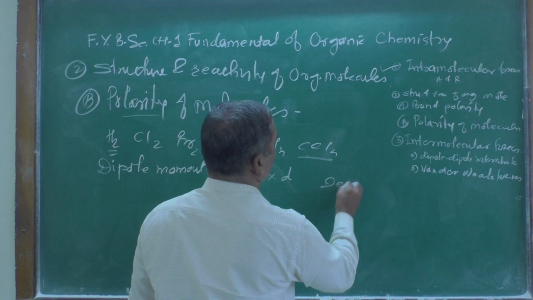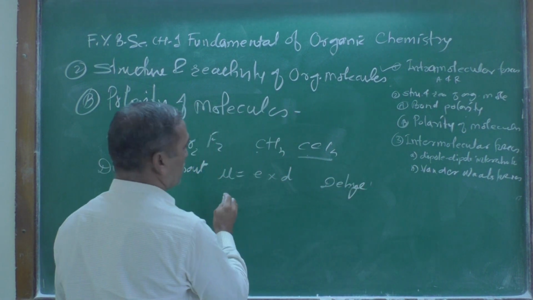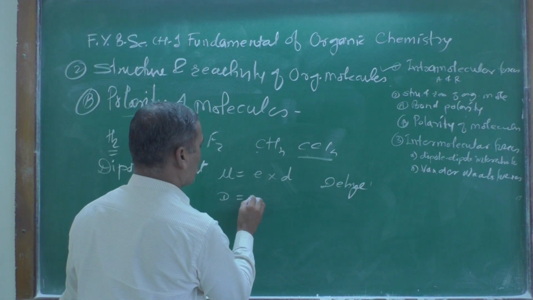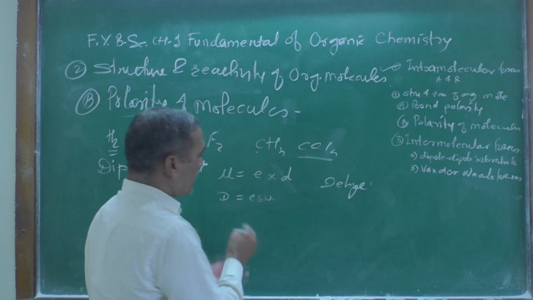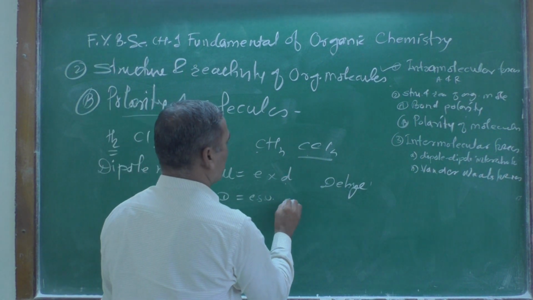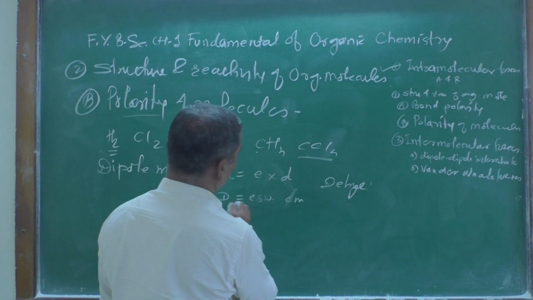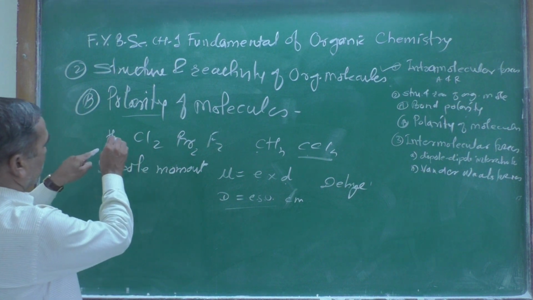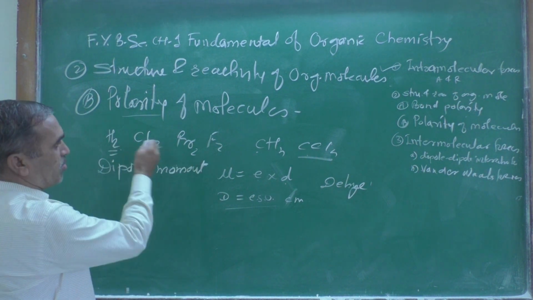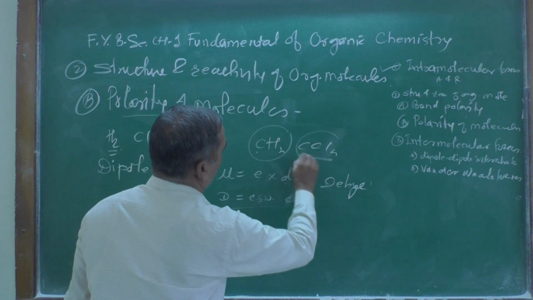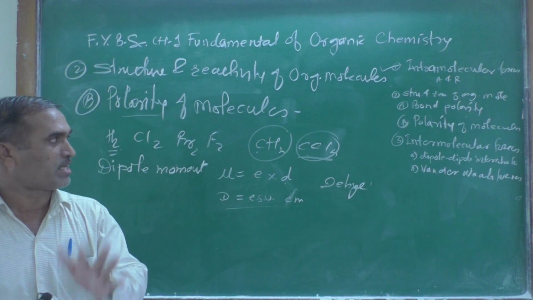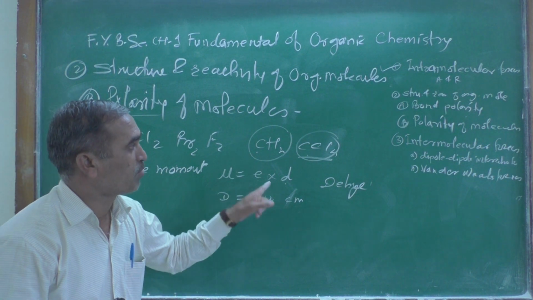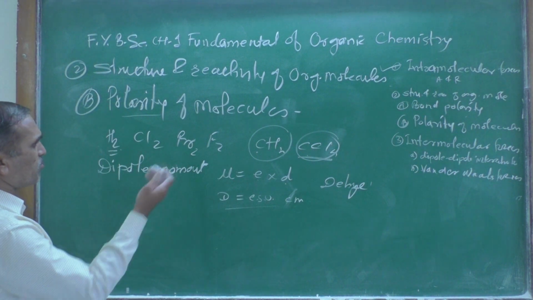This dipole moment is expressed in Debye. Debye is the unit for dipole moment, and we can call it D. E is expressed in ESU, electrostatic unit, and D for distance is measured in centimeters. These are the units of that. Now let us talk about carbon. One is the methane molecule and the second one is carbon tetrachloride, and these show a dipole moment of 0. Why do they show a dipole moment of 0?